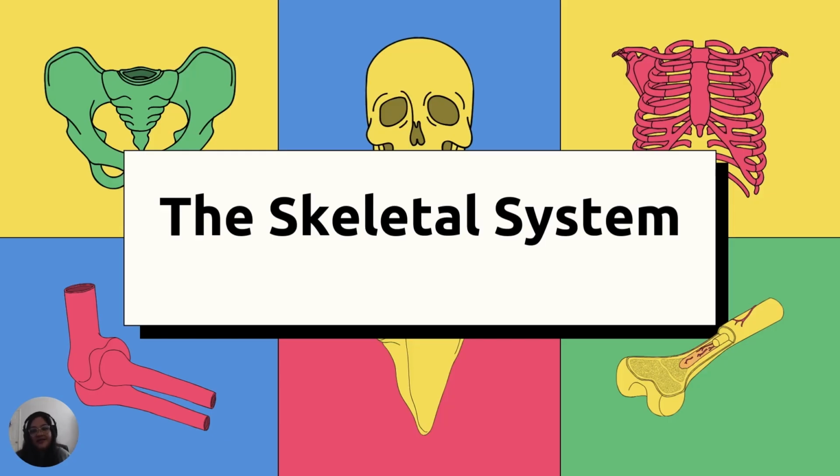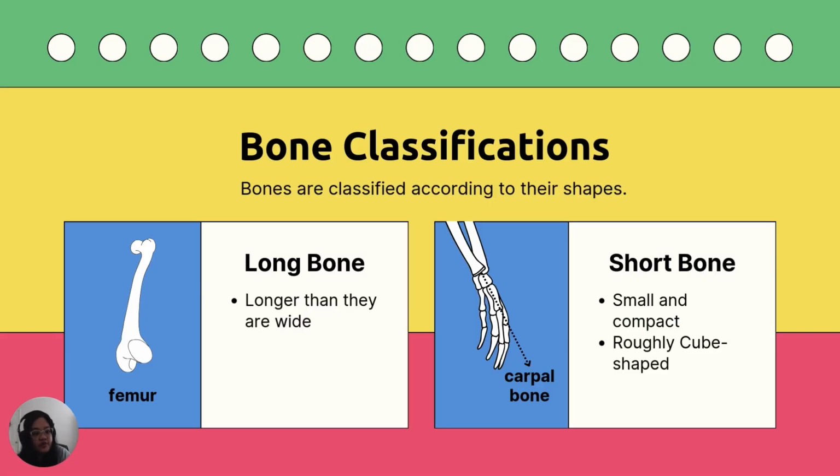Hi everyone, it is APC Angelica and I will be going over the skeletal system, functions, and bone classifications. First off, we'll talk about the bone classifications. We have 4 types. So the first type is long bones.